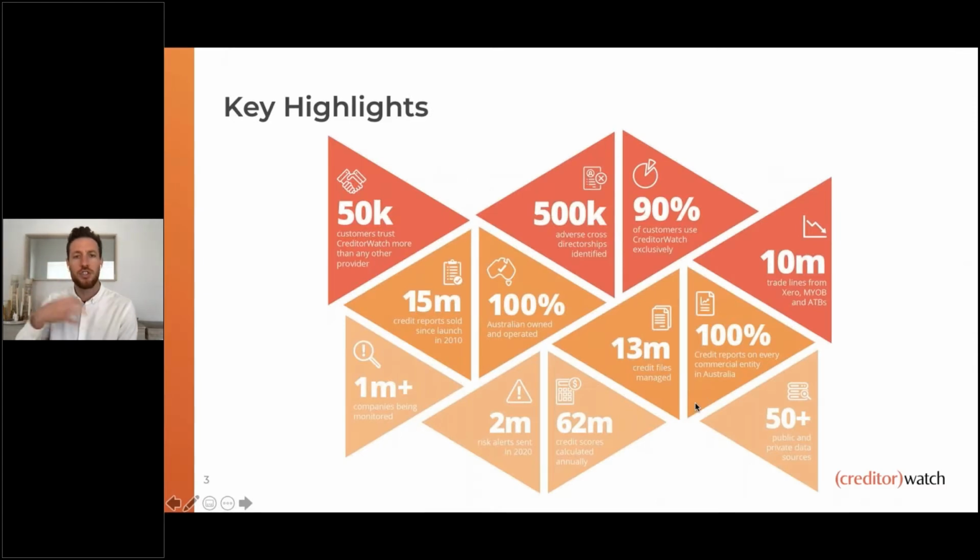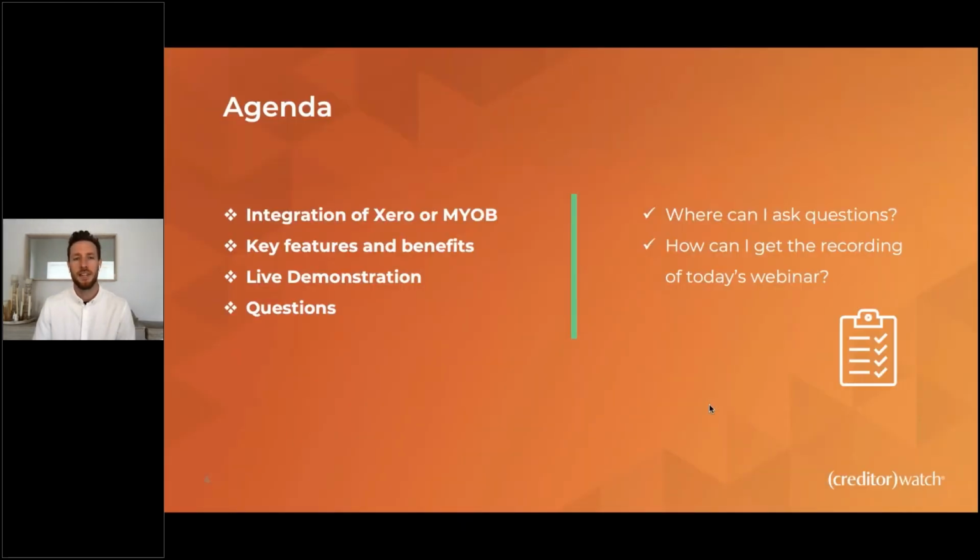Key highlights: a huge amount of customers providing a big chunk of data. We're also plugging into the likes of ASIC and the Australian Business Register, and we will very soon have ATO tax default information that the tax office will be registering with CreditorWatch, which will be another powerful new bit of indicative or predictive data that we will be able to input into our reports, but also provide on an alert basis as well.